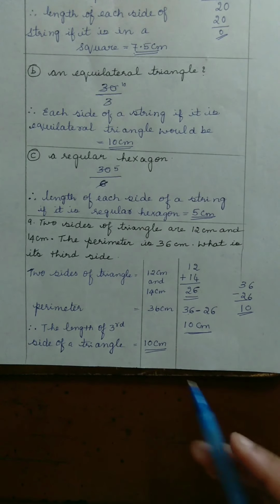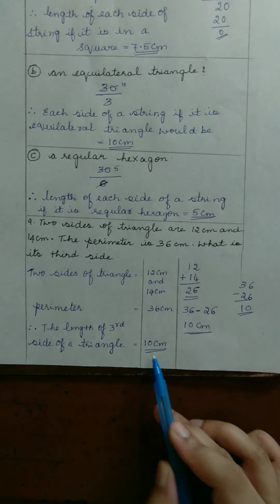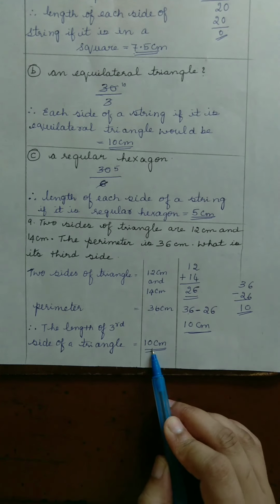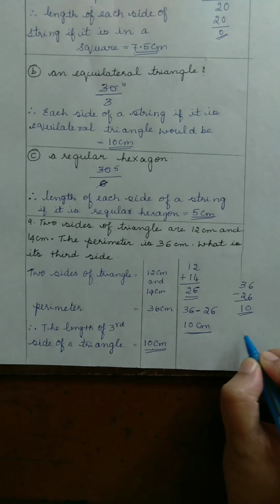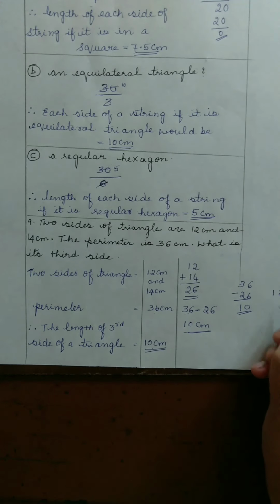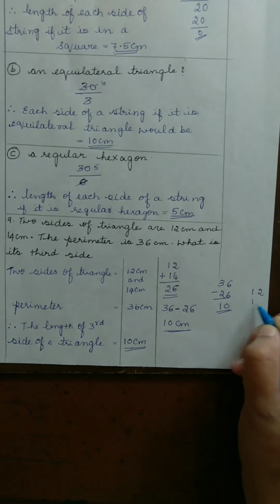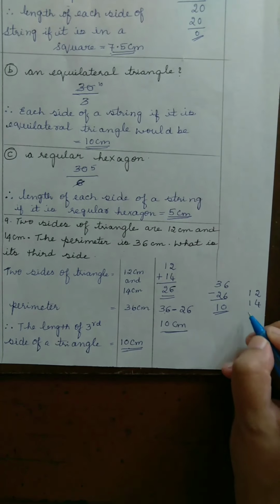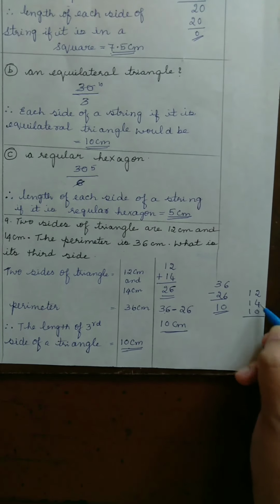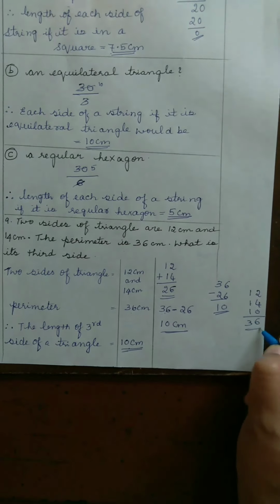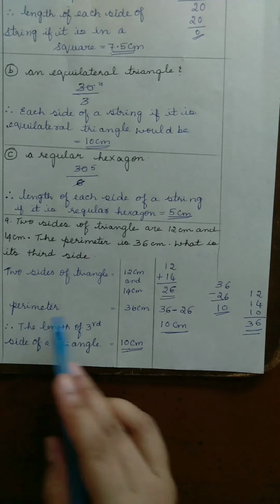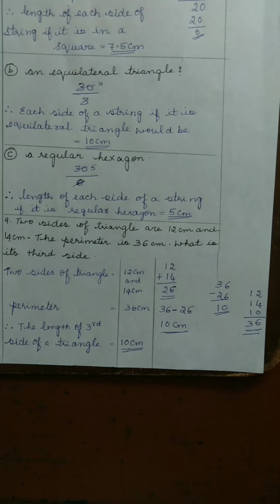Now children, let us verify the length of the third side of the triangle. Is the answer we got, 10 centimeter, correct or wrong? Two sides are given, that is 12 and 14. The third side we got is 10. 4 plus 2, 6, 1 plus 1, 2, 2 plus 1, 3. Yes, we got the perimeter value equal to 36 centimeter. So, perimeter is the distance around the closed figure.